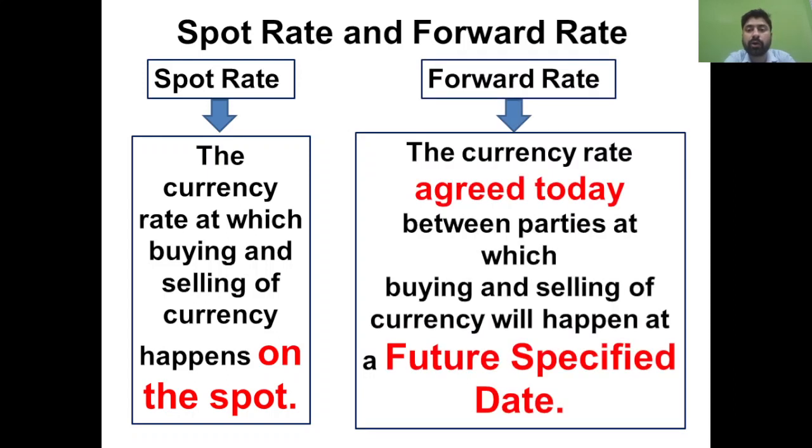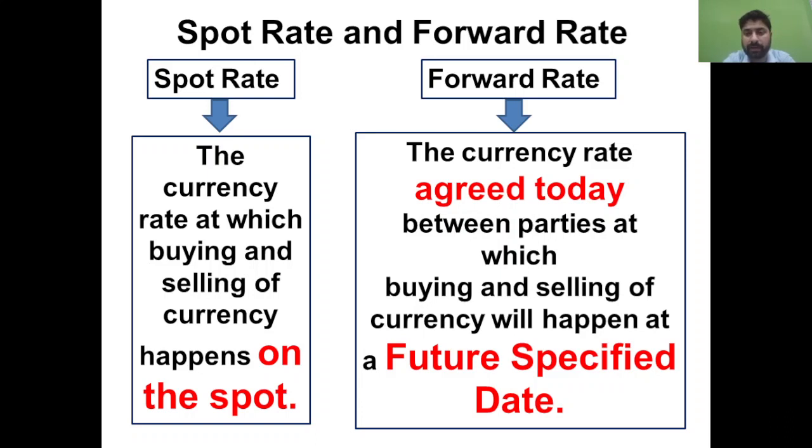Now, what is the forward rate? Forward rate is the currency rate agreed today. This is very important. This has to be written in the examination. The currency rate is agreed today between parties at which buying and selling of currency will happen at a future specified date. Okay. So this forward rate is totally dependent on the spot rate.